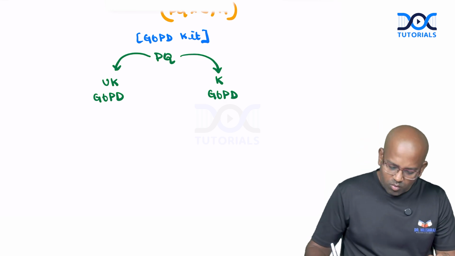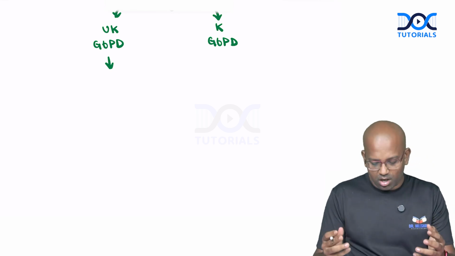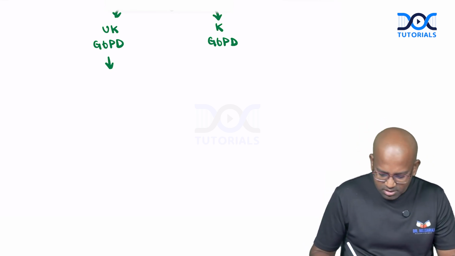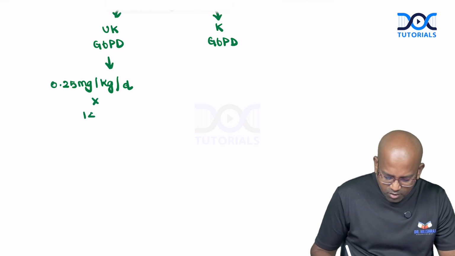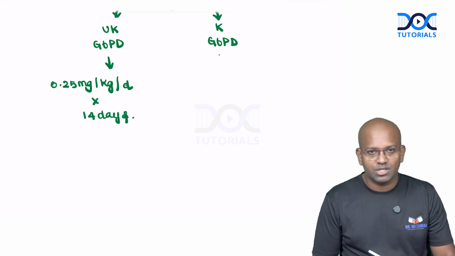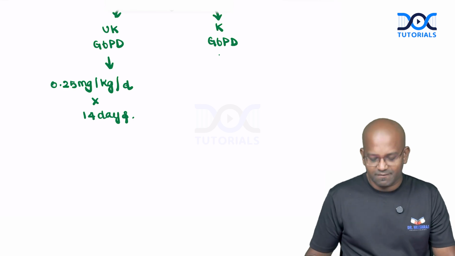If it is unknown, what can be done? Okay, we don't know whether the patient is G6PD deficient or not. We can administer Primaquine, but how can we administer? The dose is 0.25 milligrams per kilogram per day, which is given for 14 days. As simple as that. 0.25 milligrams per kilogram. If the patient is around 50 kilograms, we have to multiply it by 0.25 milligram. That's the dose which we give.